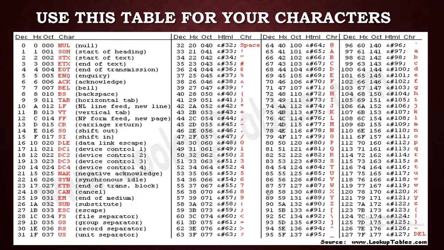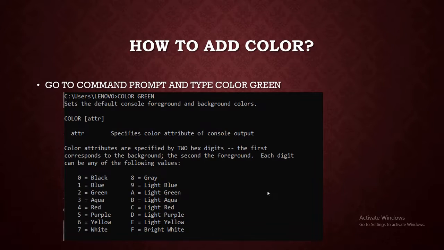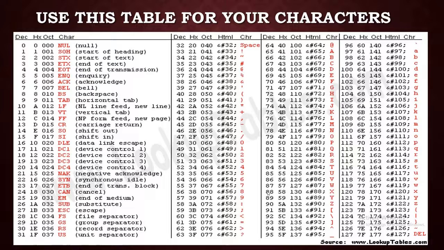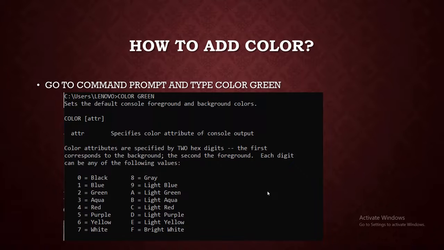Okay, let's proceed. You can do it also. So use this table for your characters. Don't forget to use it as your basis. And then we already discussed how to display a character, single character, two or more characters, characters with spaces, and then characters with next line. Now let's proceed on how to add colors.